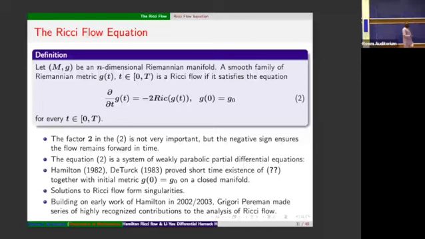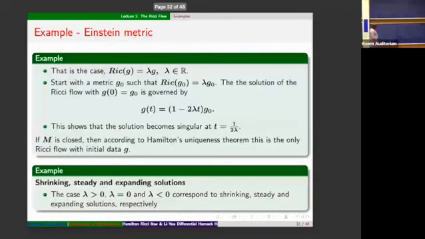But we will also prove the short time existence of that. Then with this equation, the solution can run to singularity. We'll see an example now. Okay. Let's give an example of Ricci flow.